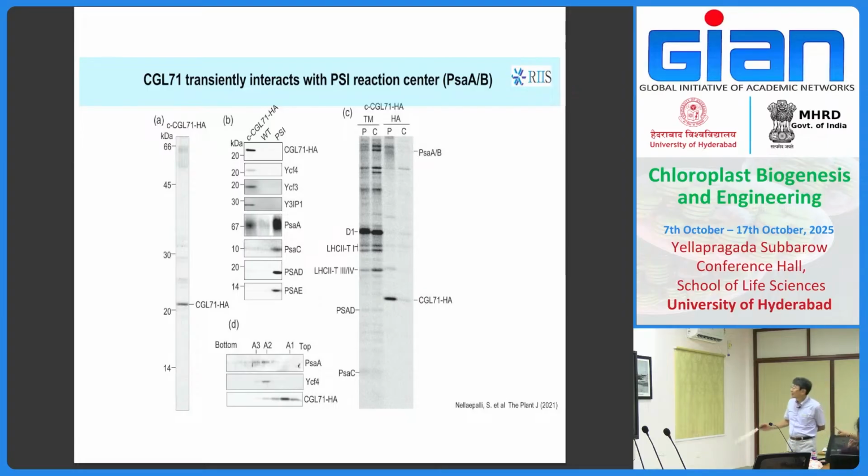LHC2? Yes, okay, this is the thylakoid membrane. Chlamydomonas has several LHC2 genes, but some are very similar to each other. So we categorize the major LHC2 as LHC2 type 1, type 2, type 3, type 4. Okay, so this is type 3 and 4.